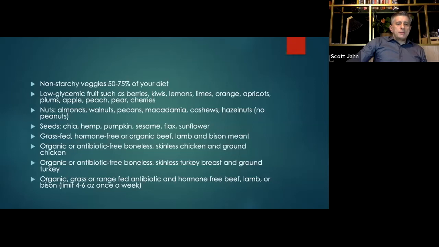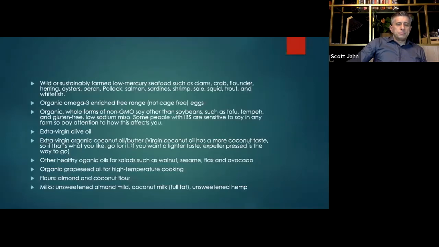Okay. Then grass-fed, hormone-free organic beef, lamb, and bison, right? Organic, antibiotic-free, boneless, skinless chicken, and the same thing with turkey breast or ground turkey. And then organic grass-range, antibiotic and hormone-free beef. Okay, I missed them both, sorry. So this is more on the diet of clean things to eat while we're trying to repair our gut.